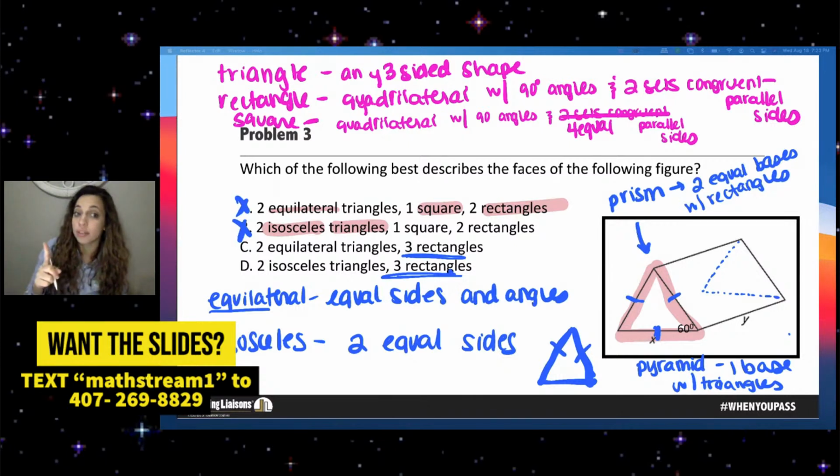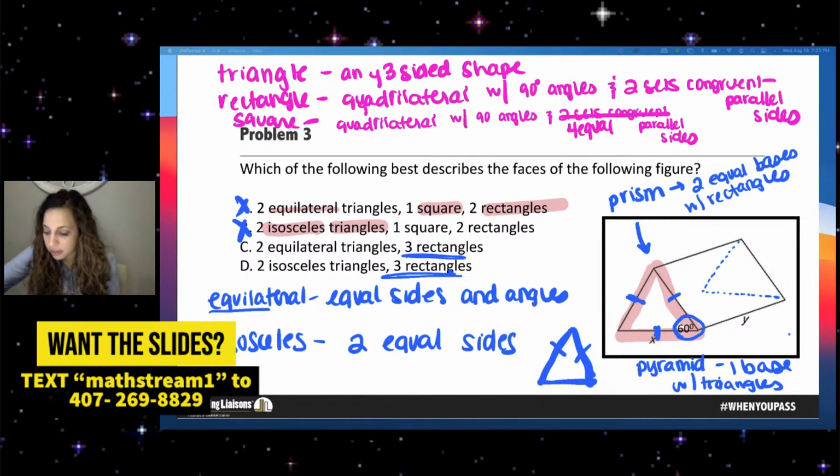I also know that they're all equal because they labeled this as 60 degrees. And if this side is 60, then this angle is 60 and this angle is 60. 60 plus 60 plus 60 is 180. So this is an equilateral triangle, which means C is our correct answer.